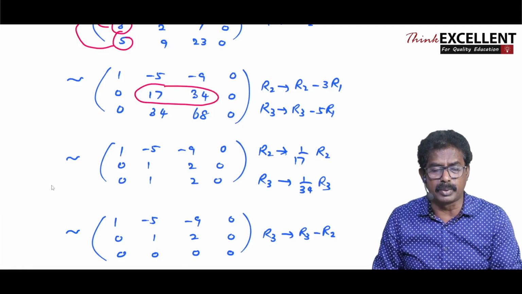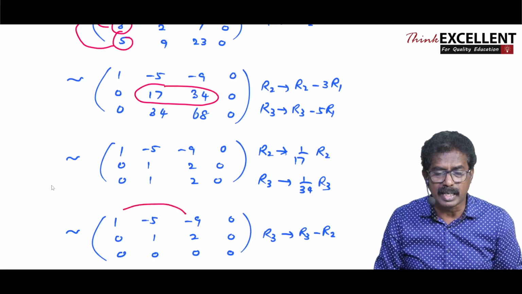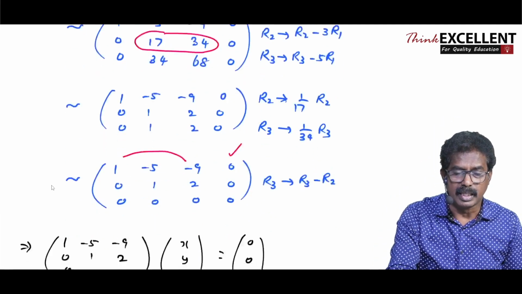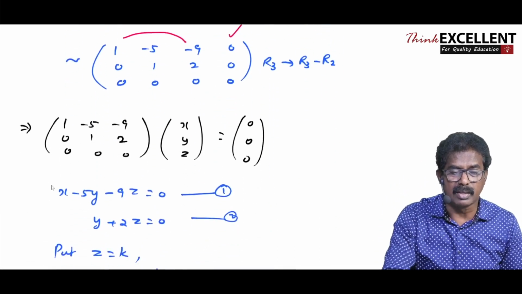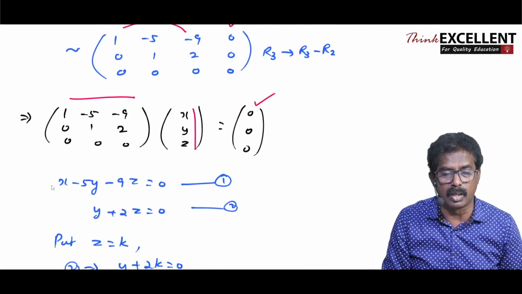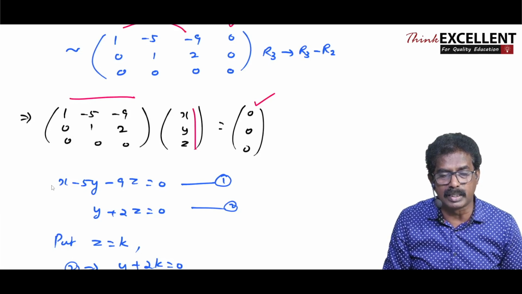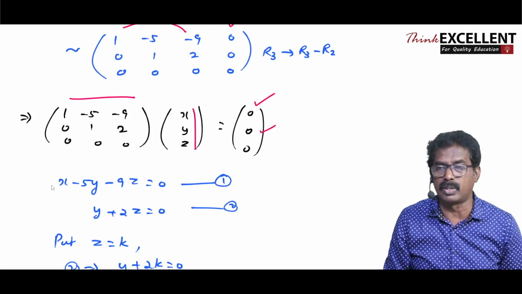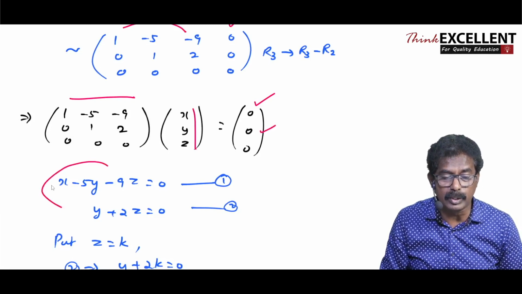If you write the matrix equation again, this is fully AX equal to B, right? AX equal to B. If you convert the equation, first row, first column equal to 0. So what comes? 1x minus 5y minus 9z equal 0. Second row, 0x, leave it. 1y plus 2z equal to 0. Next everything becomes 0. 3 unknowns, but you have only 2 equations.